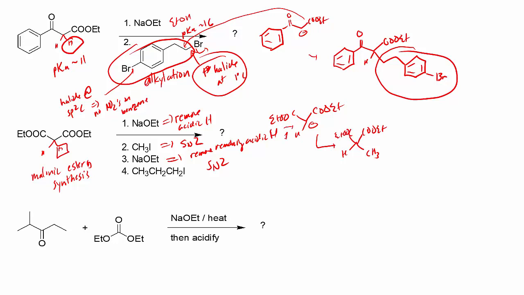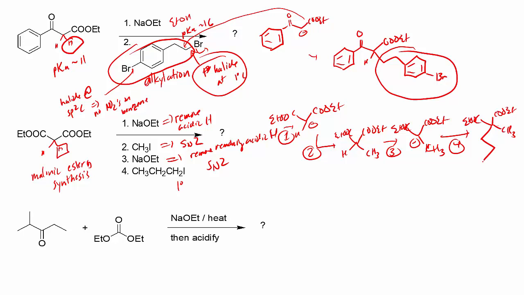Okay, so step 1 got us there. Step 2 gets us here. Step 3 removes the remaining acidic proton. Step 4, another SN2 reaction, primary, also good. And so this is going to give us that compound, with a propyl group and a methyl group at the place where there used to be two hydrogens.